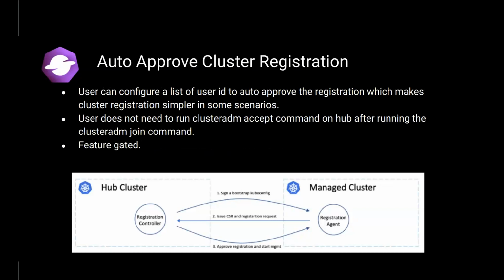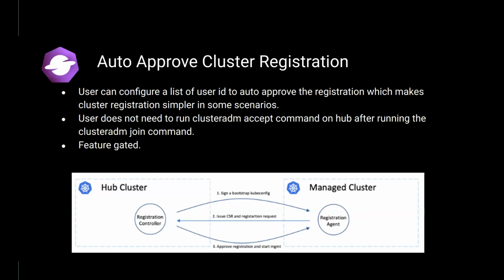I think you have to cover this one and probably the next one as well. Okay, this is also an experimental feature. Previously, as you know, we have a kind of double opt-in mechanism. When you try to register a cluster, you need to get a join command and execute it on the managed cluster, and then a CSR will be created on the hub cluster, and you need to manually accept the managed cluster's hubAcceptsClient field. Then the managed cluster will be registered to the hub.